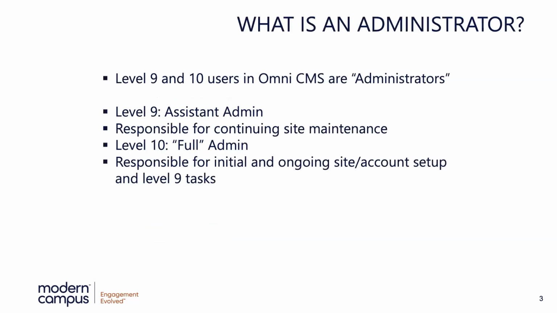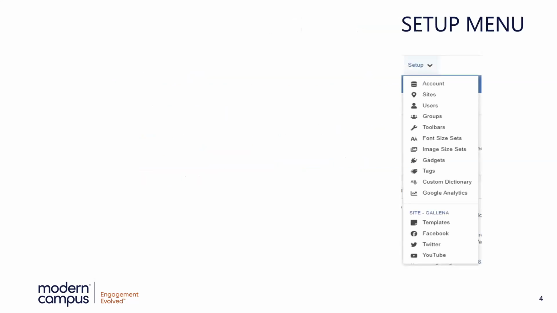So with that, what is an administrator? So levels 9 and 10, we would call administrators within Omni CMS. Your level 9 is more of an assistant admin responsible for continuing site maintenance, whereas the level 10 has full admin capabilities responsible for the initial and ongoing site/account setup and determining what those level 9 tasks might be. You may find that your organization doesn't necessarily need assistant admins, but that's what we're going to determine or find out maybe today through our training. So level 10, not level 9, will have access to the setup menu.